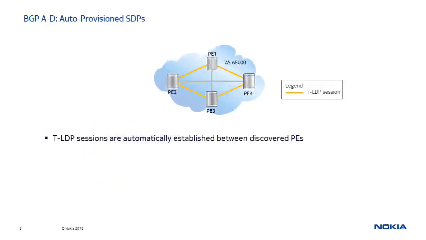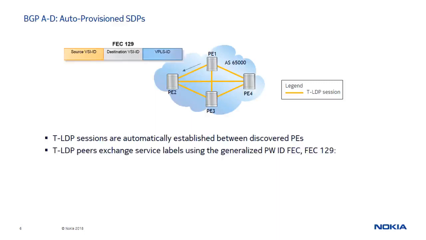As BGP AD learns of PE routers participating in a VPLS service, TLDP sessions are established between them and automatically used to signal the service labels. The TLDP pairs exchange the generalized Pseudowire ID FEC element, or FEC 129, to determine the service label to use to reach a specific PE router for a specific service.